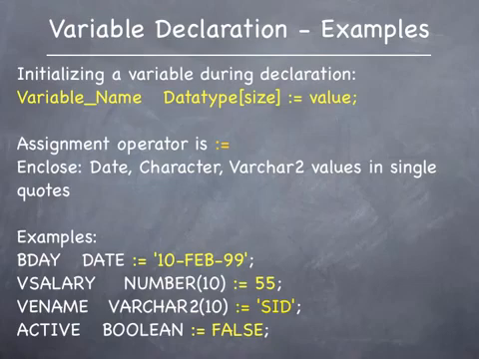In the example, the variable bday is declared to store date values and its initial value is 10th of Feb 1999. The second example stores the value 55 as the initial value for the variable vSalary. In the next example, the value SID is stored as the initial value of the variable VEname, and in the last one, you have the value false being stored as the initial value of the variable called active. Also note that the value false is not enclosed in single quotes.